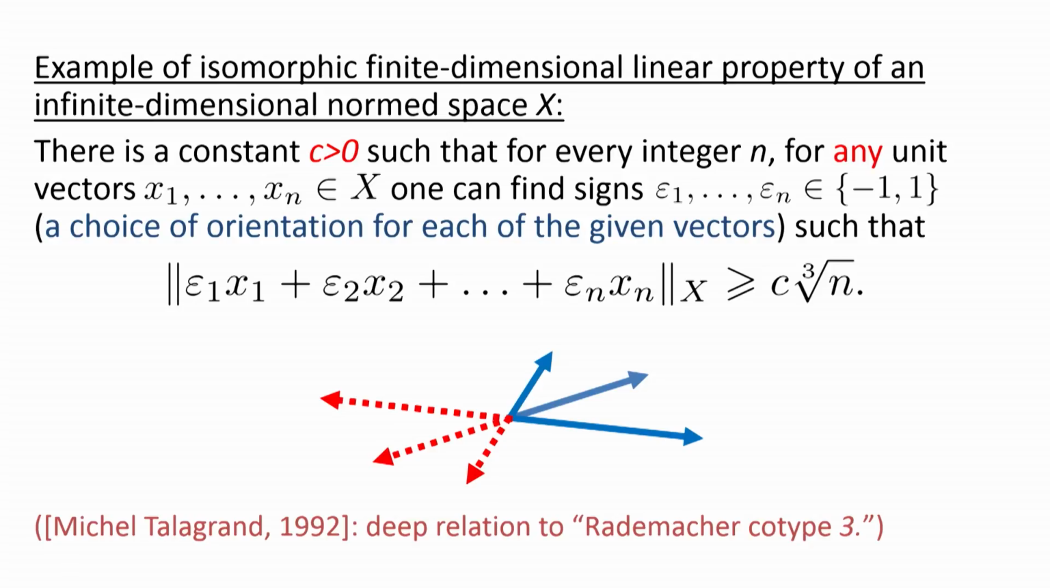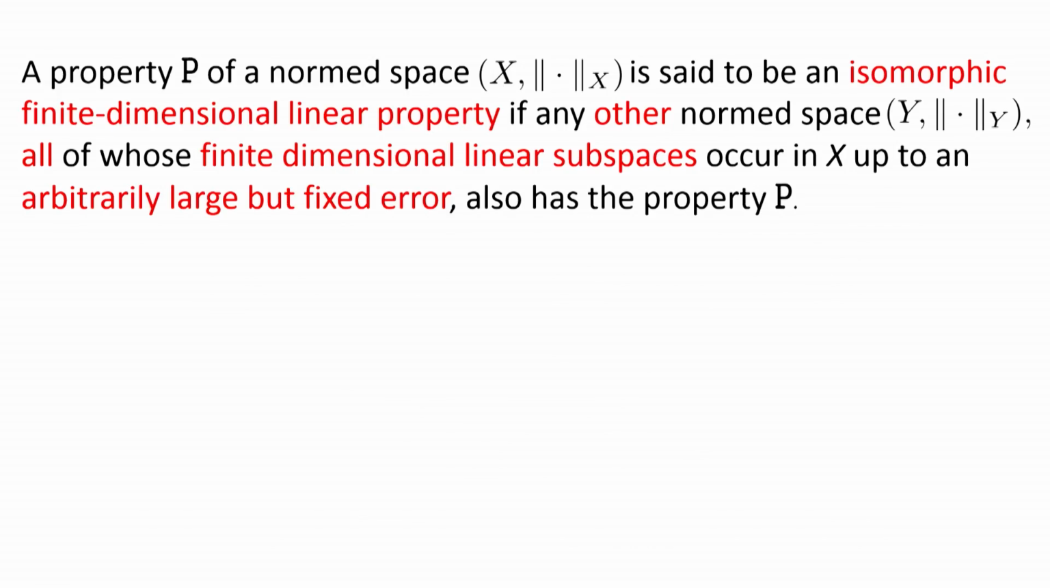Arbitrarily many, but finitely many. It's not about limits of sequences and things of this type. It's statements involving finitely many vectors. So now let's be really more formal. We have a property P of a normed space. It's said to be an isomorphic finite dimensional linear property.